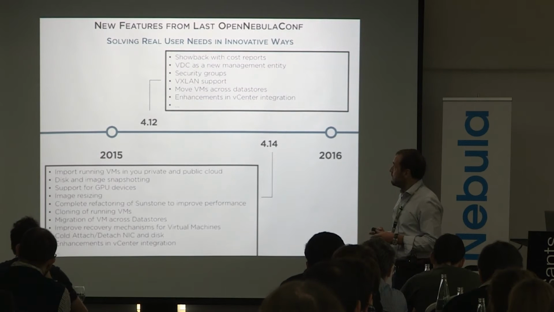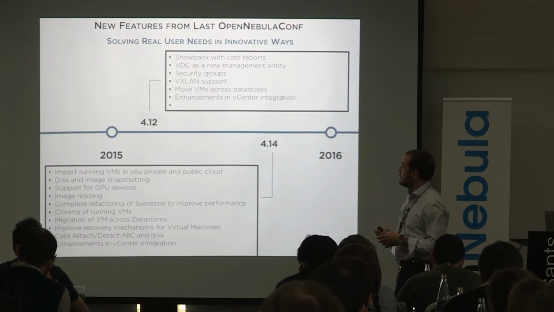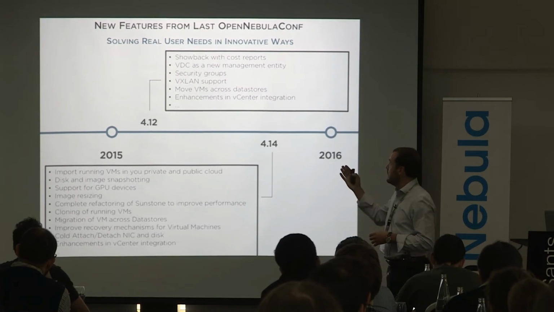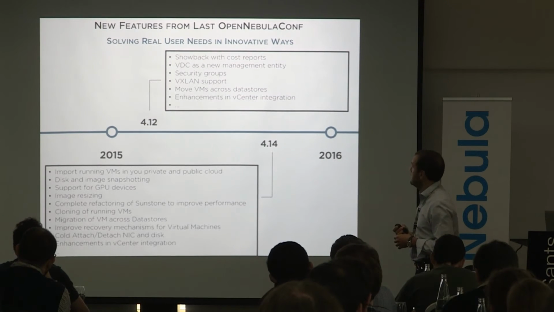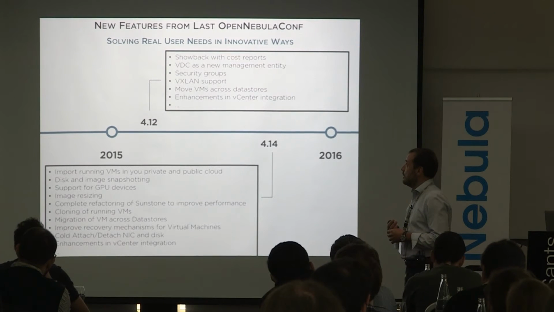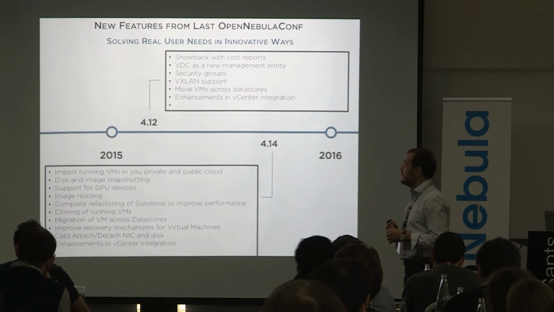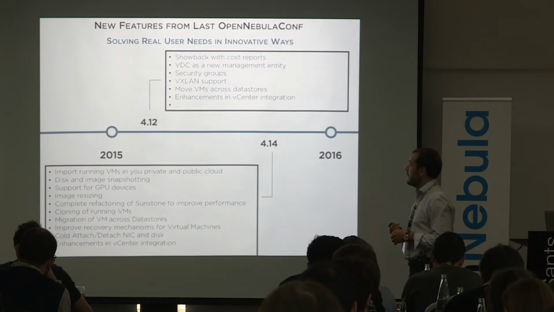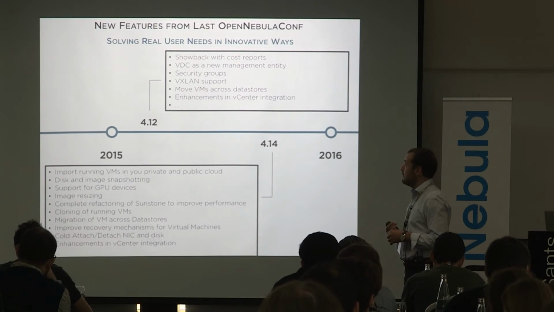4.12 brought very important innovations, for example, back-end code reports in order to integrate OpenNebula with billing platforms, and virtual data centers, a new management entity. We think that with this innovation, OpenNebula provides greater flexibility in multi-tenancy in the cloud, security groups, VXLAN support, the functionality to move VMs across data stores, and we also developed many enhancements in vCenter integration.